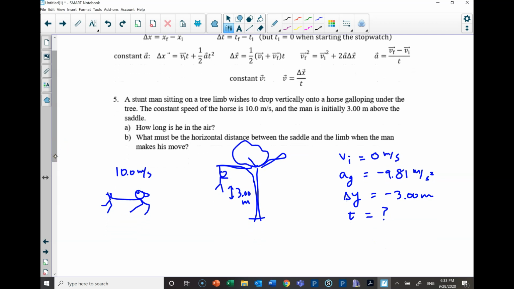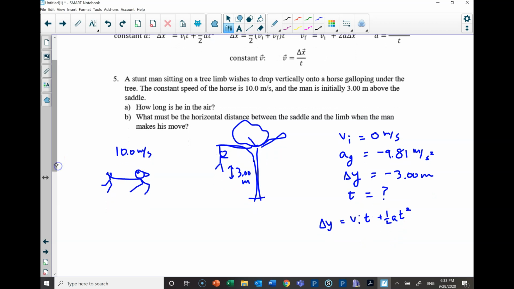Finally, an easy question. So how do we solve? You look for the equation with those 4 things. All right then, which equation? It's going to be this one. See if you can plug in the values and solve.